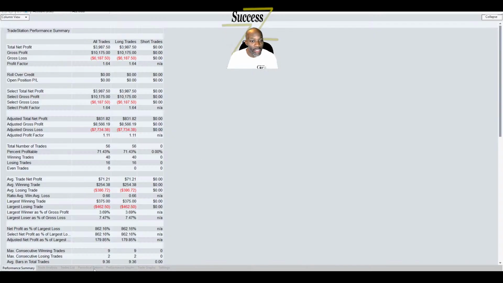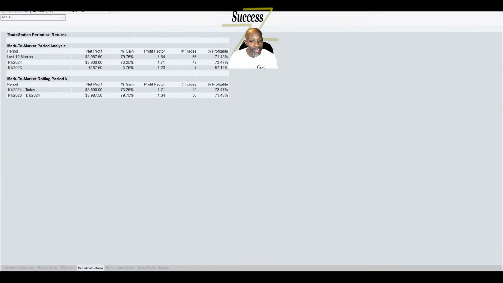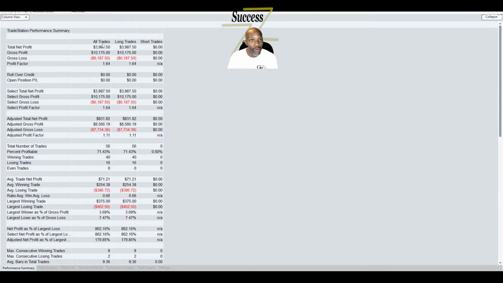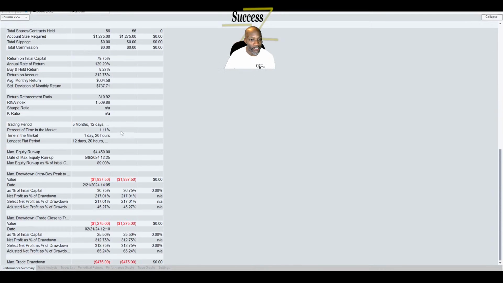Okay, so what's the trade analysis? The periodic returns, 73% gain, 73% profit, which that profitability factor is very important to me. Not only the profitability factor, but also just the profit factor, right? So the win rate, but also the risk to reward. 1.6. So 1 to 1.5 or so. Risk to reward is good.